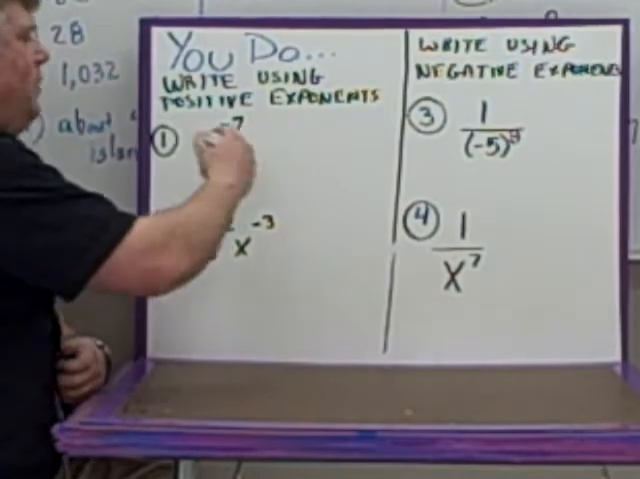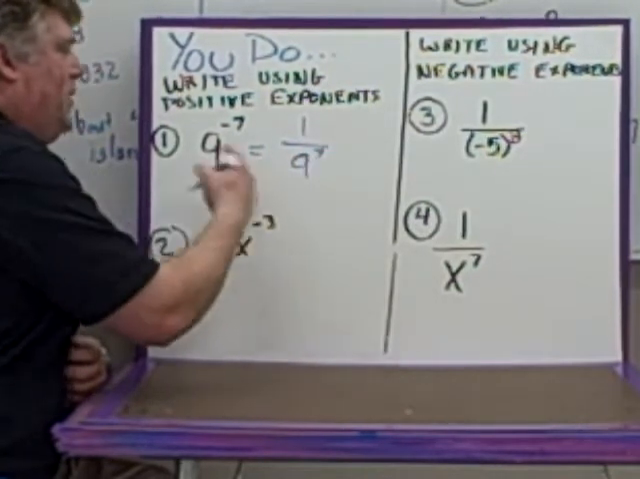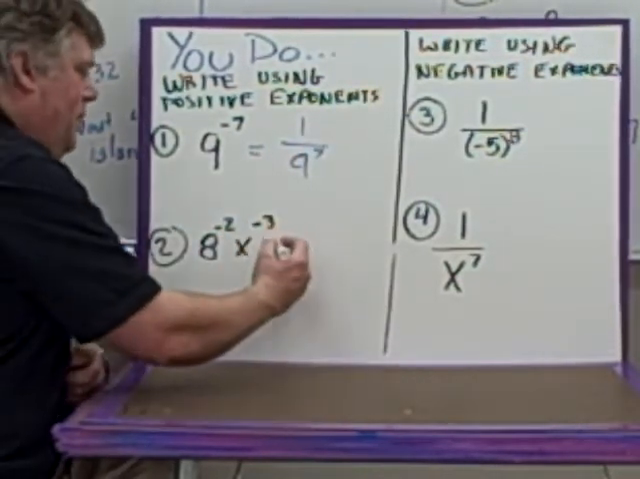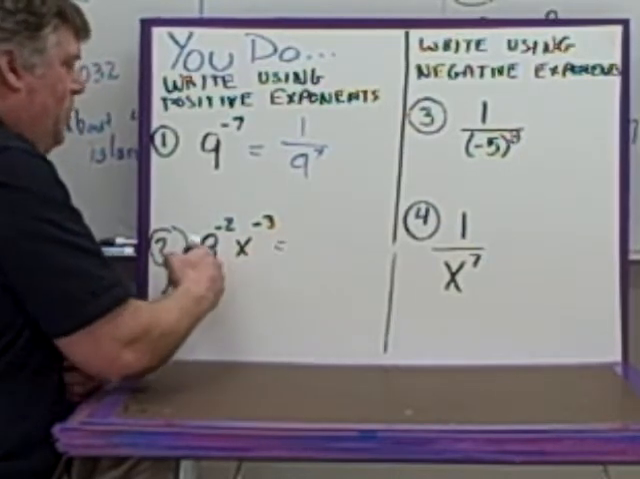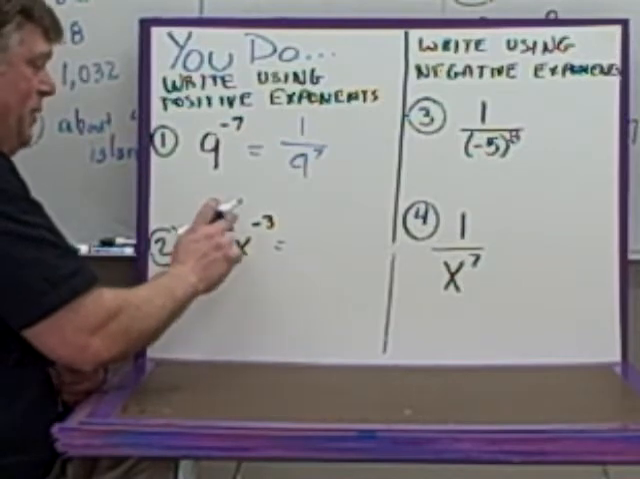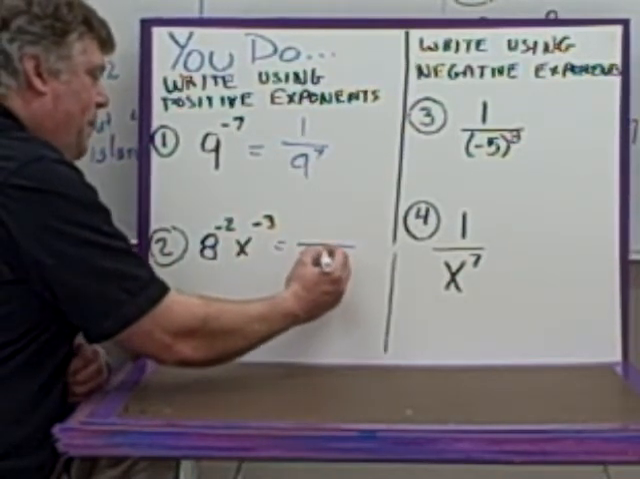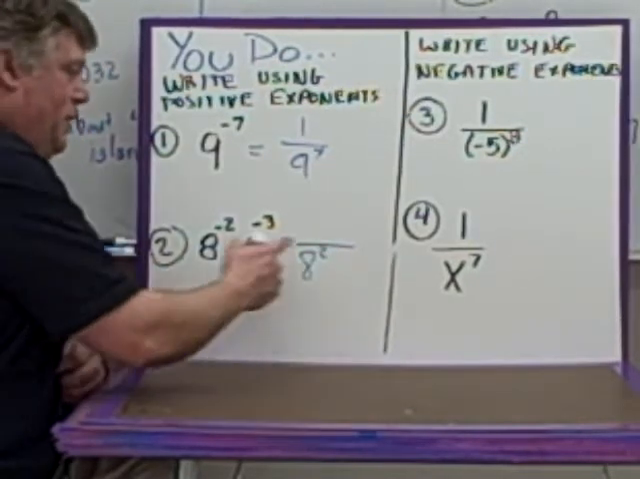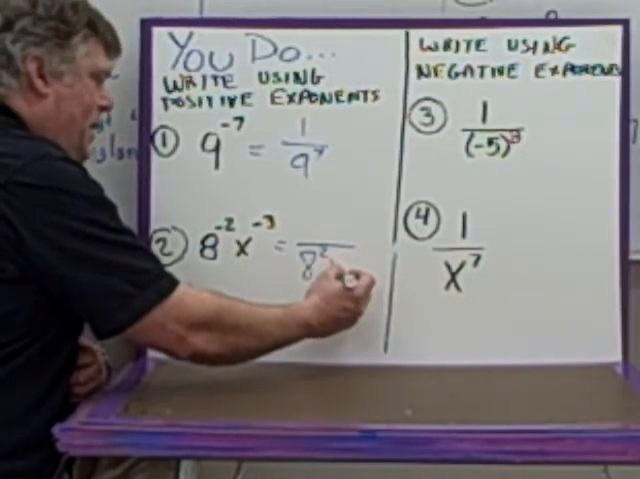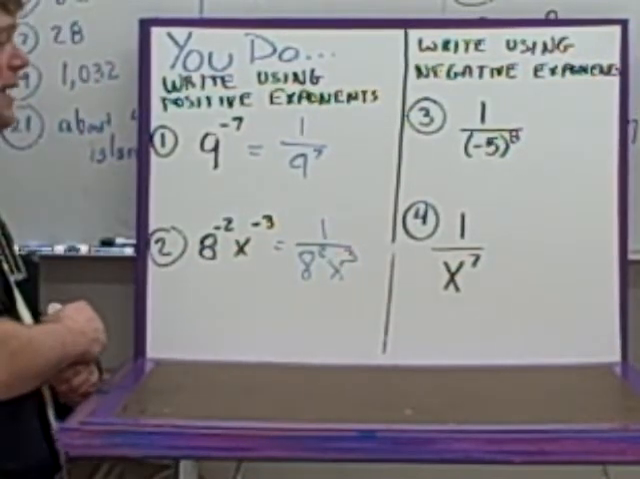Welcome back. 9 to the 7th becomes 1 over 9 to the positive 7, instead of 9 to the negative 7. This becomes, well, we're asked to write using positive exponents, so we can leave the exponent on the 9 here, or the 8 here, but we're going to make it positive by moving it to the bottom, so it's a positive 8, positive squared. And the x also moves to the bottom and becomes positive. That leaves a 1 on the top.